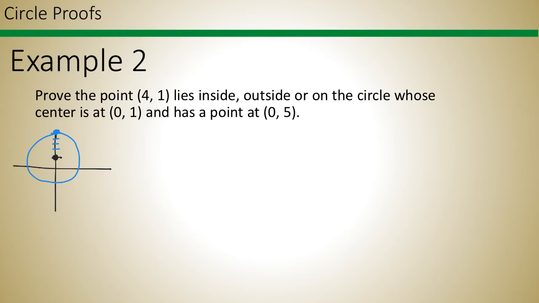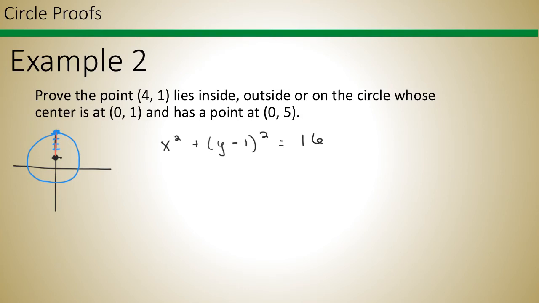So I have a circle that's going to look something like this. It's not a perfect circle, but we get the point. If my center is at 0, 1, the left side of my equation is going to be x squared plus (y minus 1) squared. Now I'm going to use this picture to find the radius. The radius is from the center to that point, and those points are 4 apart. So the right side of the equation is going to be radius squared, which is 16.